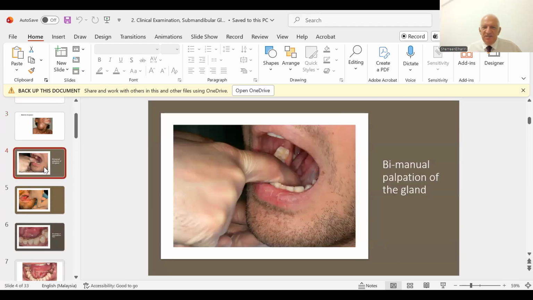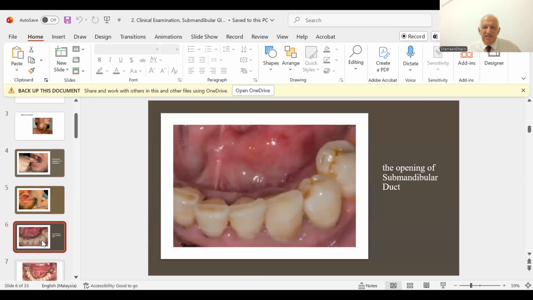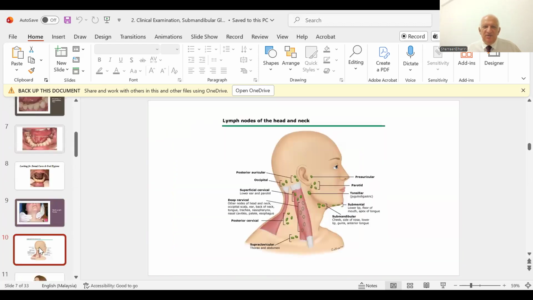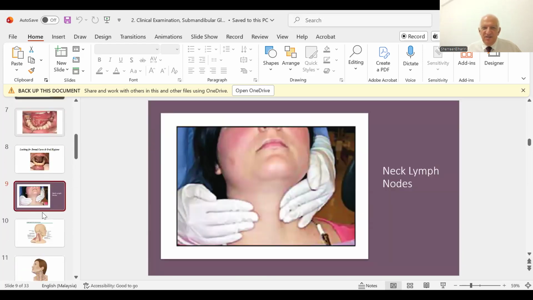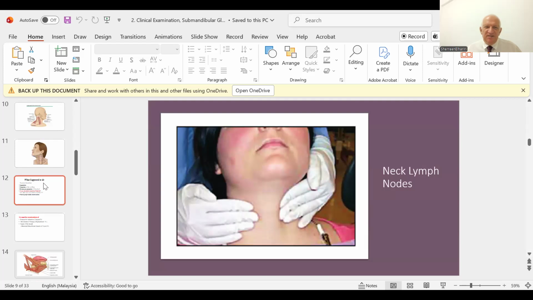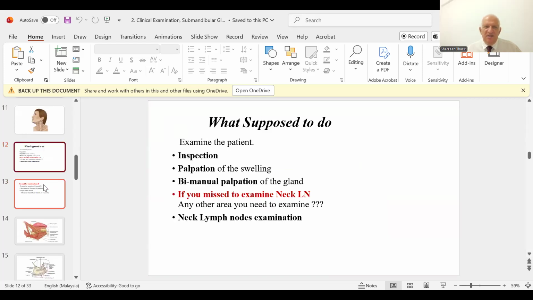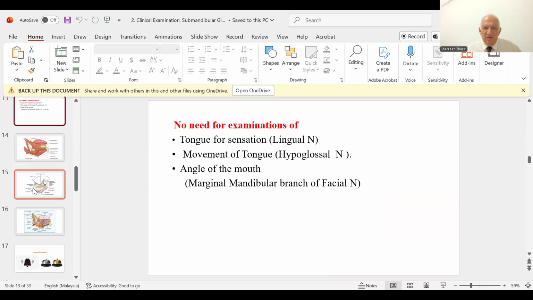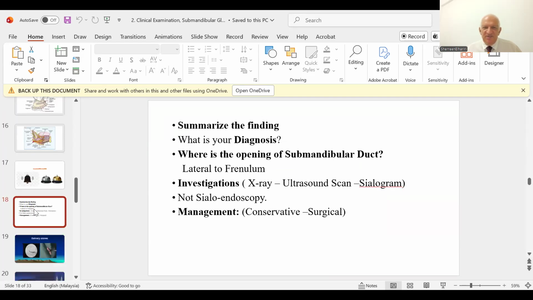You inspect from inside. You make a manual examination. You examine the duct, looking for the teeth. And after that, don't forget to examine the lymph node. After that, you have 3 minutes and the examiner asks you how to manage and what is the investigation.